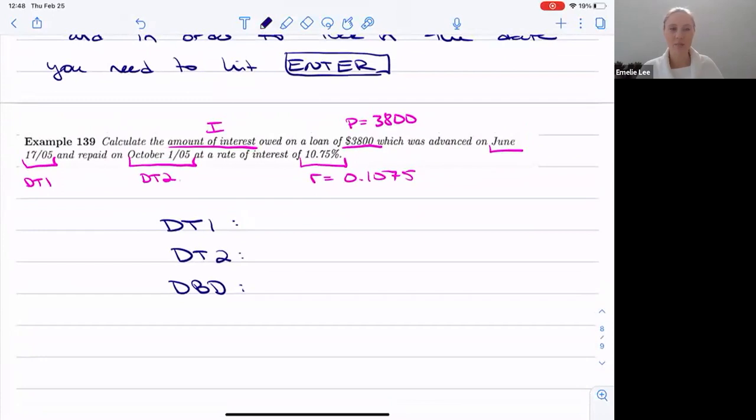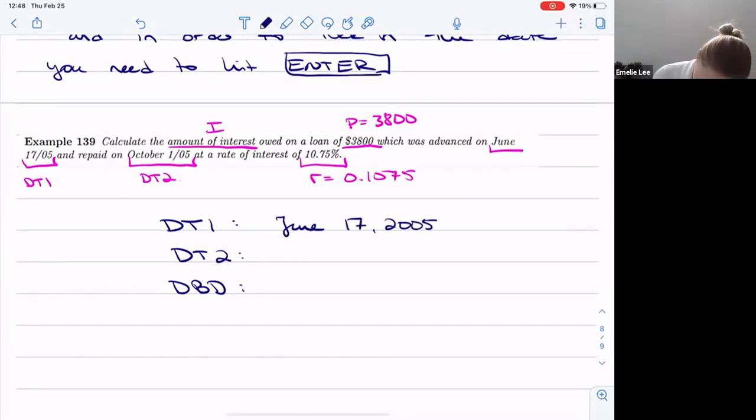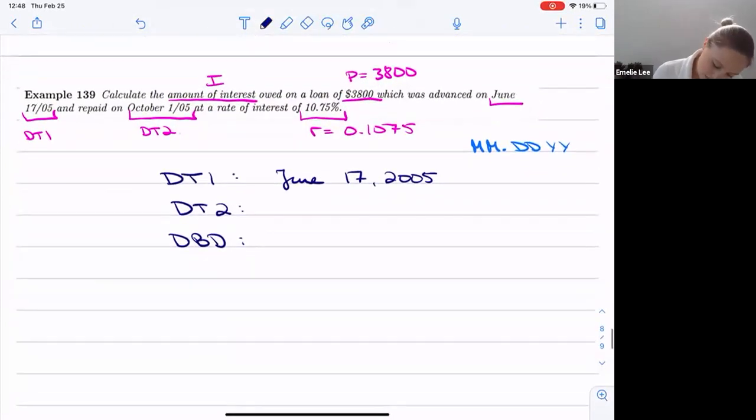First thing I'm going to do is write out the actual dates, right? June 17th, 2005, June 17th, 2005. And then up above here, I'm going to make a note to myself that I need to convert that to month, month, dot, day, day, year, year. Okay. And then I have October 1st, 2005, which I also need to convert to month, month, dot, day, day, year, year.